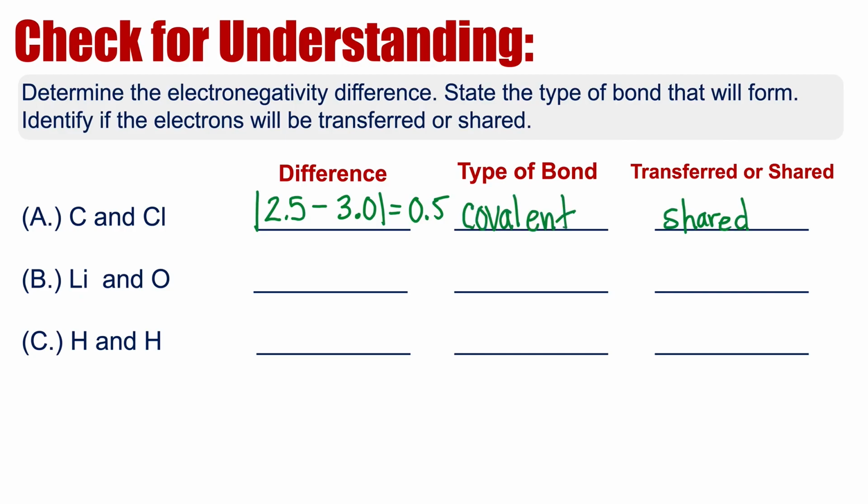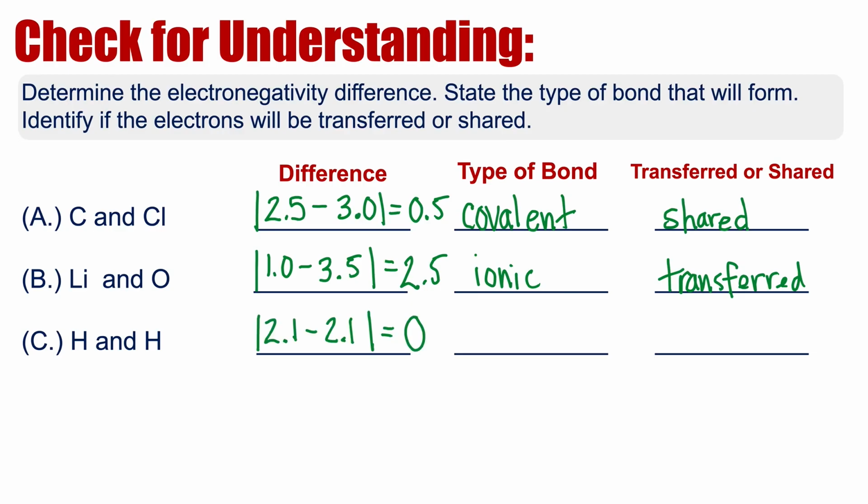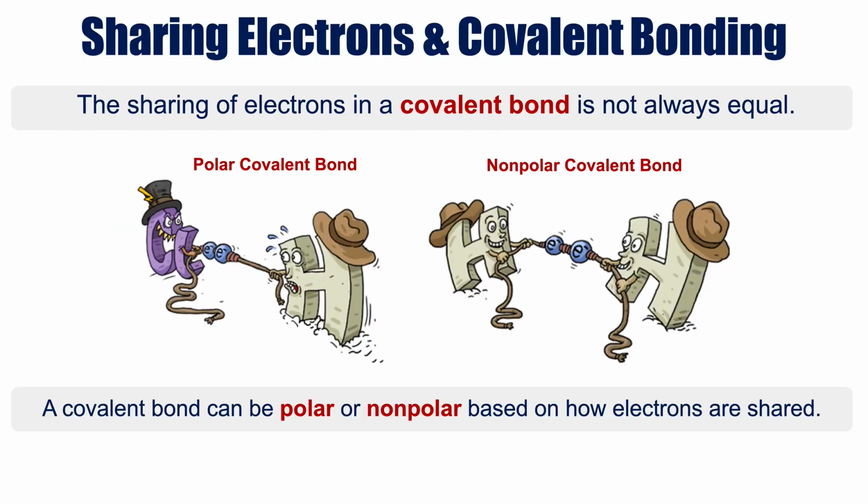Covalent bond, shared; 2.5, ionic, transferred. And for the two hydrogens, whenever you have two of the same exact nonmetal, the difference is always going to be 0. That's always going to be a covalent bond where the electrons are being shared. So now we understand that a covalent bond involves the sharing of electrons back and forth. But we're going to further classify a covalent bond as being either polar covalent or nonpolar covalent based off of how the electrons are being shared between those two elements.